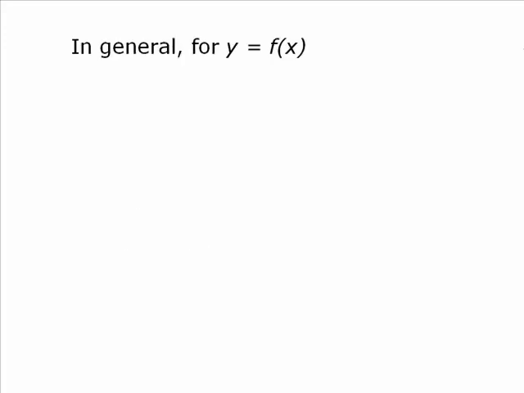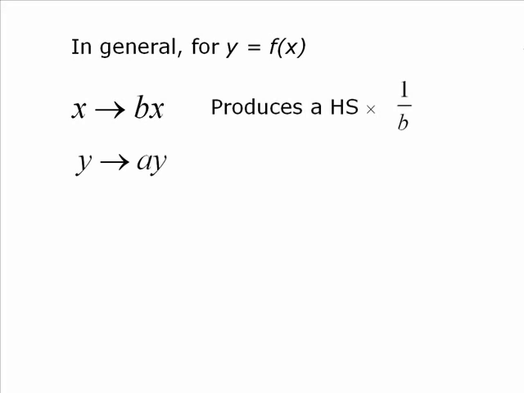So if we generalize this, we could say that for y equal f at x in general, if x is replaced with bx, we will get a horizontal stretch by a factor of 1 over b about the y-axis. We've seen it all the time. If y is replaced with ay, then we get a vertical stretch by a factor of 1 over a about the x-axis. So they're behaving exactly the same.